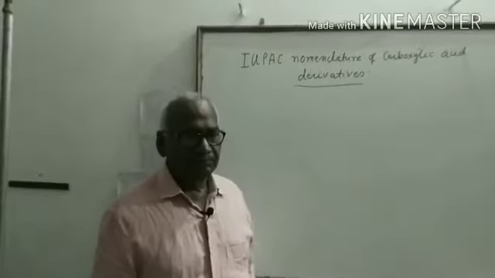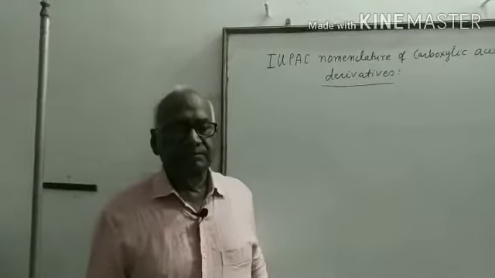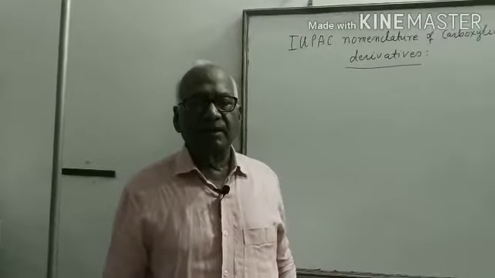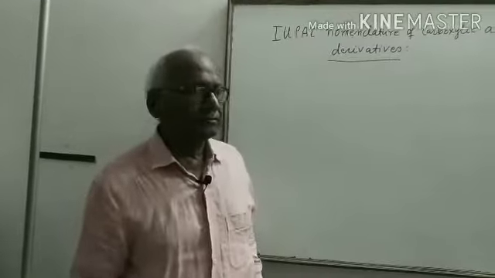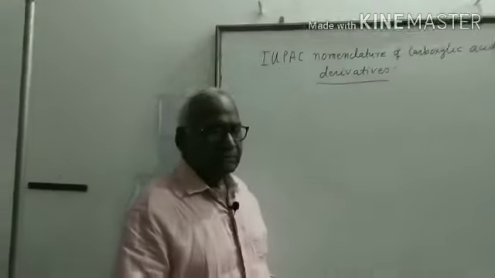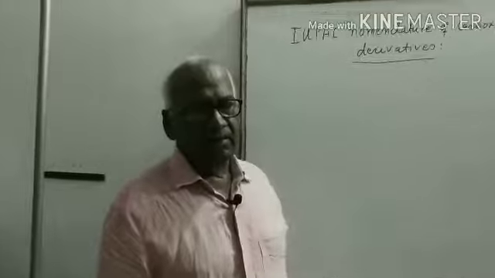Dear students, I am taking derivatives of carboxylic acid for the IUPAC nomenclature. You know that there are four derivatives of carboxylic acids. Number 1, acid chloride. Number 2, acid anhydride. Number 3, esters. And number 4, amides. I shall take each one of them one by one.